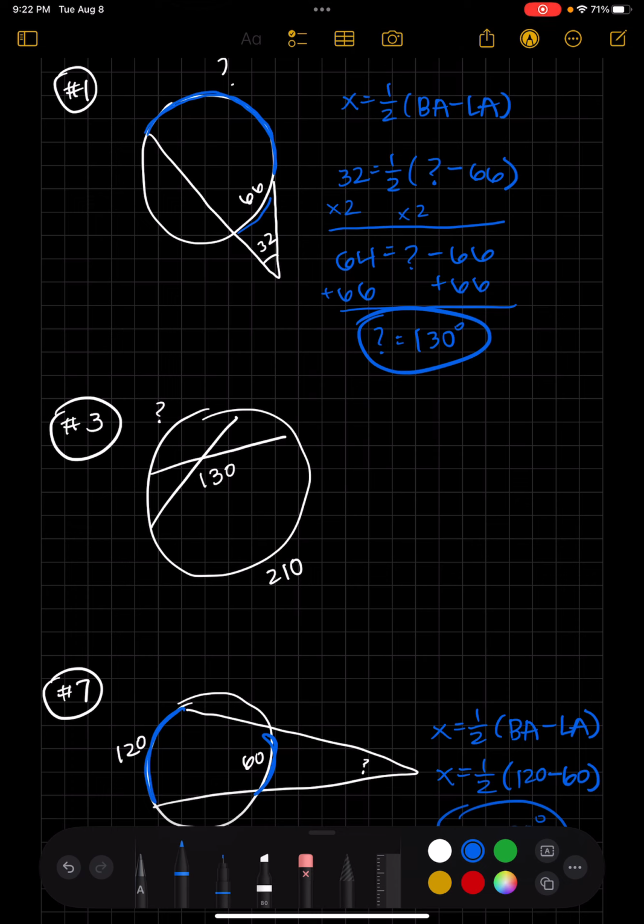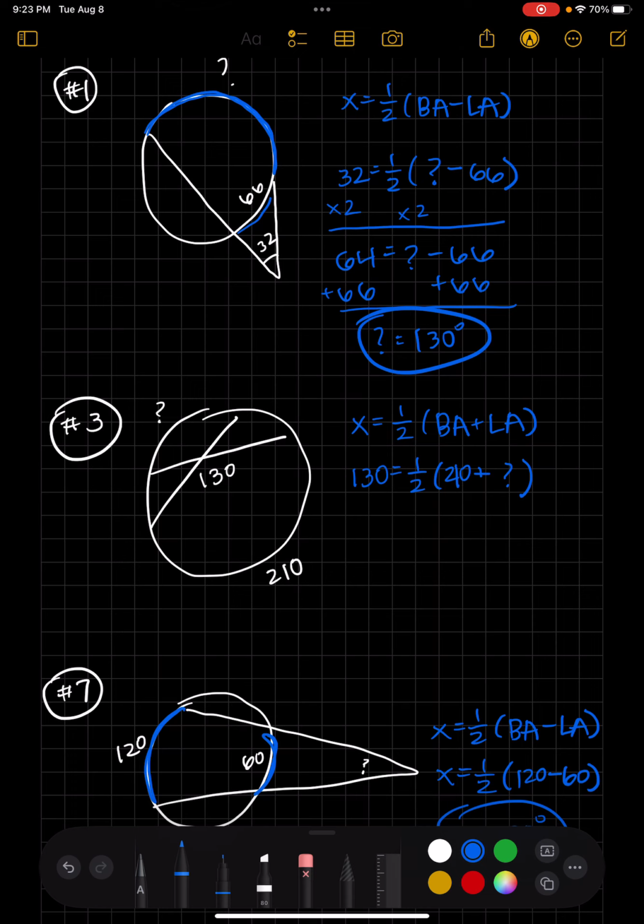Okay, and then number 3 is the one that we use the other formula for. The other formula, because there's no angle on the outside, is x is equal to 1/2 big arc plus little arc. And then the x is the angle on the inside. So in this case, 130 is x. It's equal to 1/2. My big arc would be, we're going to call that 210. In this formula, it doesn't matter which one's the big and the little arc, because you're adding rather than subtracting. But you can always think, oh, that one looks bigger, so we'll call that big arc, and that one looks smaller, so we'll call it little arc. We're looking for the little arc in this case.